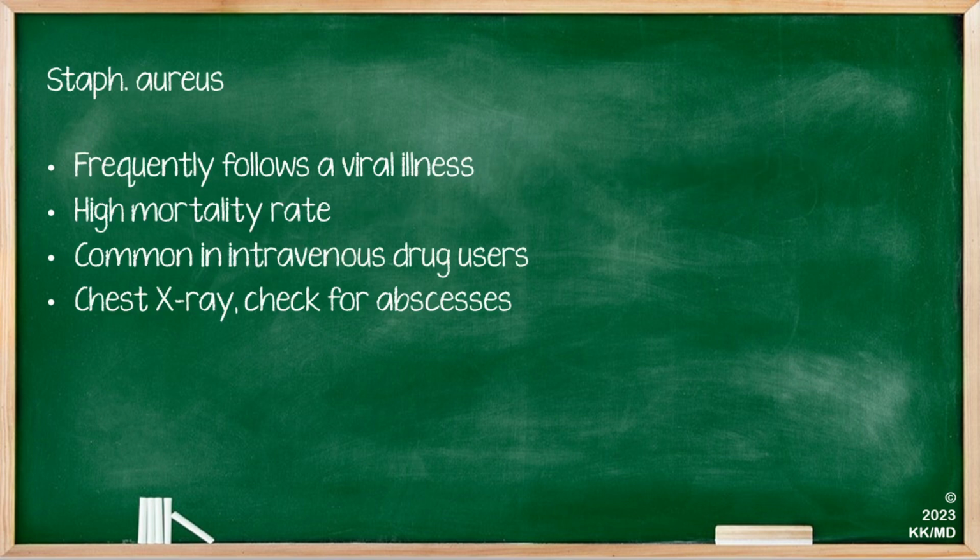Our other type of organism that can lead to a case of community-acquired pneumonia is Staph aureus, which is frequently followed by viral illness, and it has quite a high mortality. It is more common in intravenous drug users. As you know, this is an organism that's quite common on the surface of the skin, and not infrequently, you will realize that the patient has evidence of abscess on the chest x-ray.